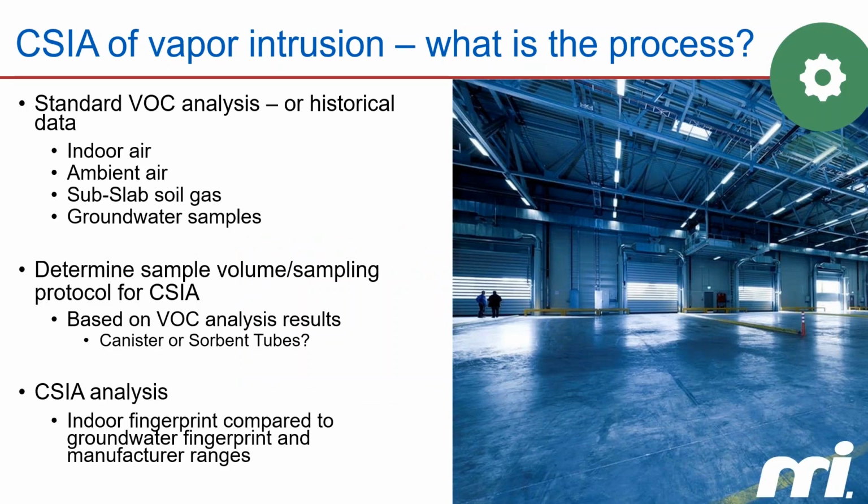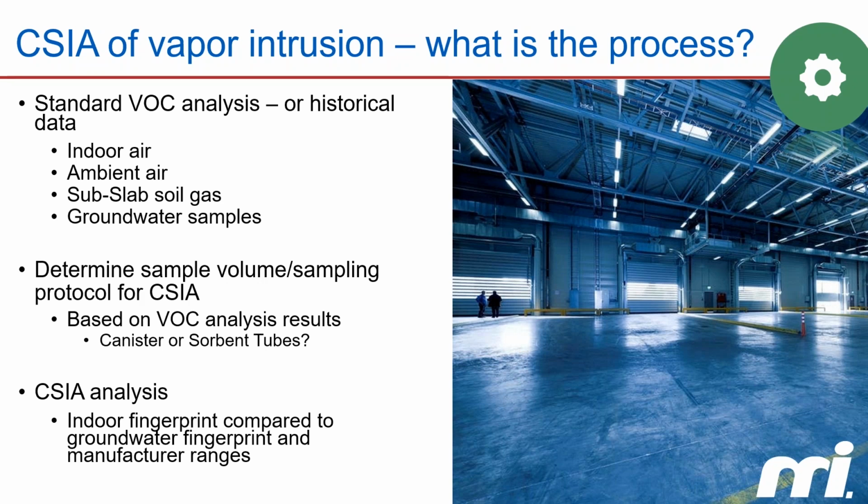So what's the process when we're looking at CSIA of vapor intrusion? The first thing that we would start with is standard VOC analysis. I'll be bringing this up throughout the talk, but we always want to approach this as a multiple lines of evidence approach. We want to treat CSIA as an added line of evidence and never the single line of evidence. It's always in addition to any other information. So we're going to treat this like a standard site, whether it's a brownfield remediation or possible vapor intrusion issues in commercial buildings or private buildings.